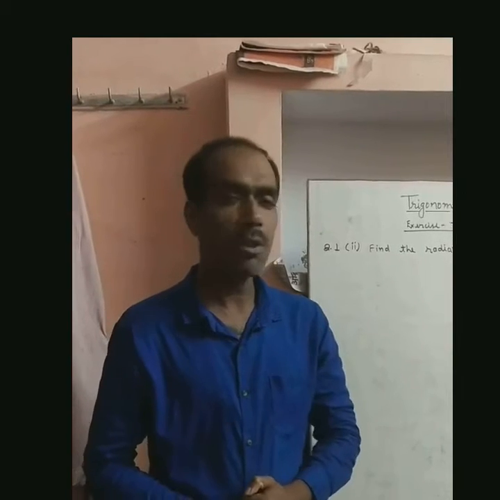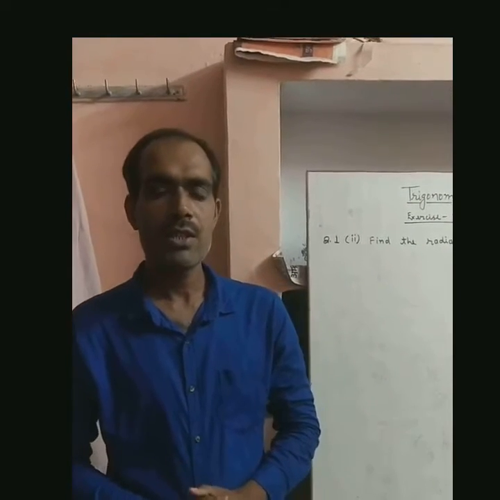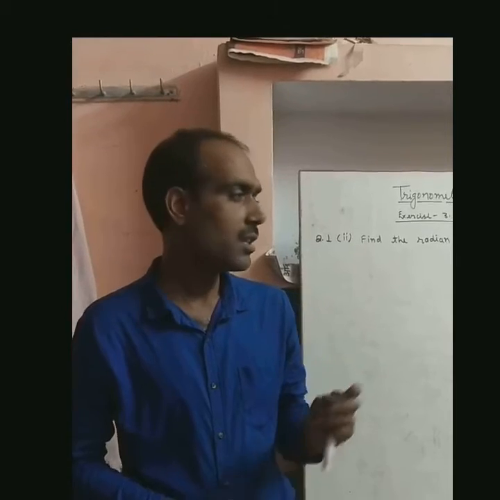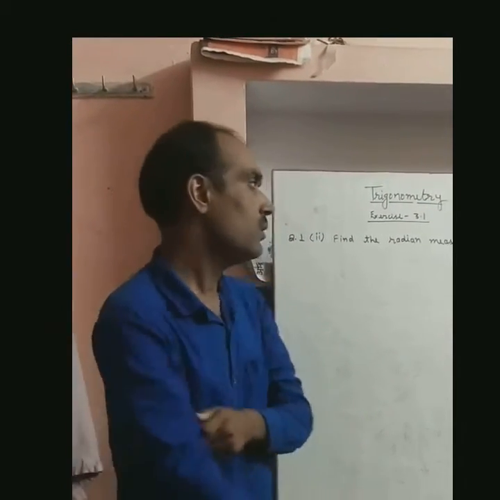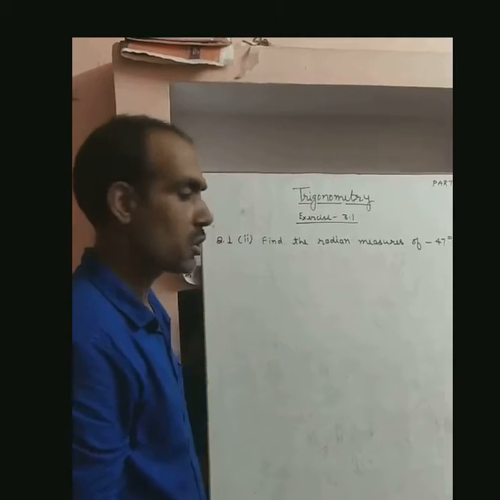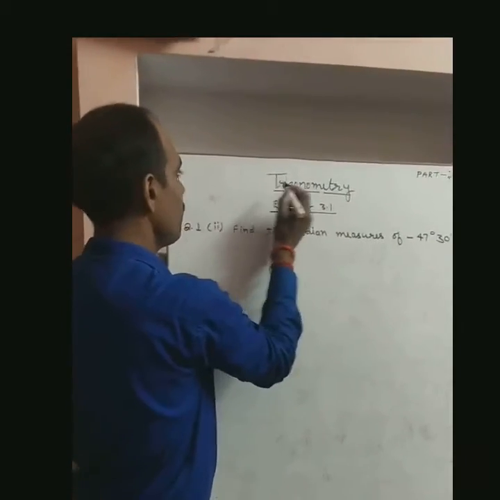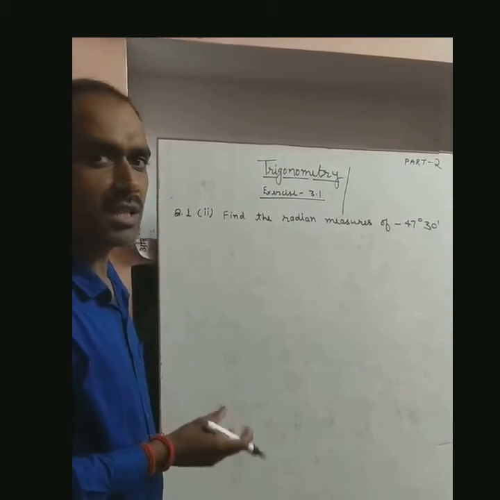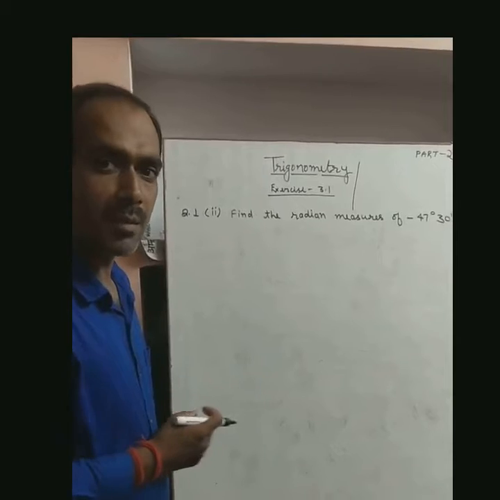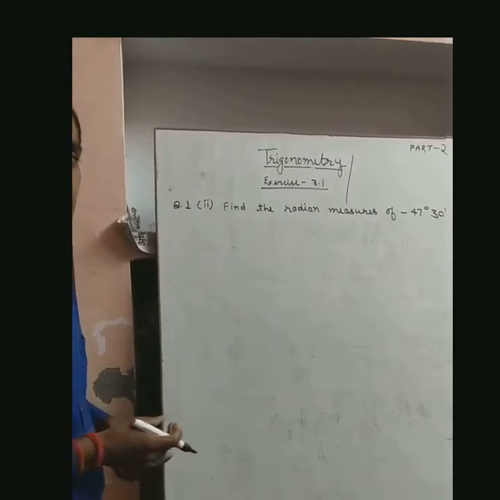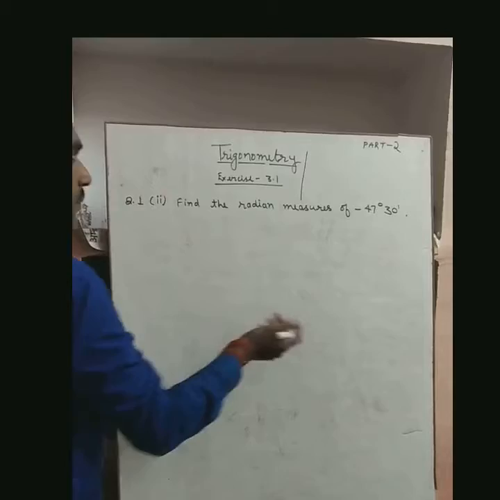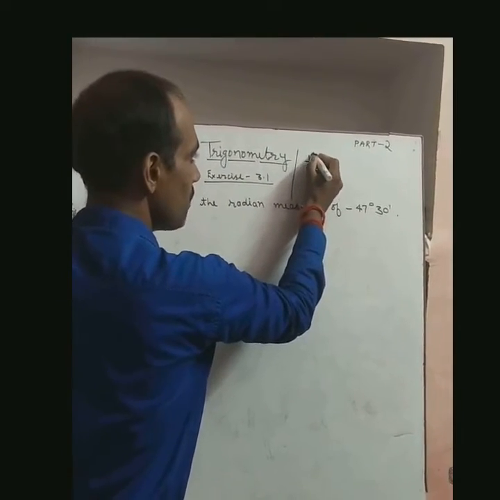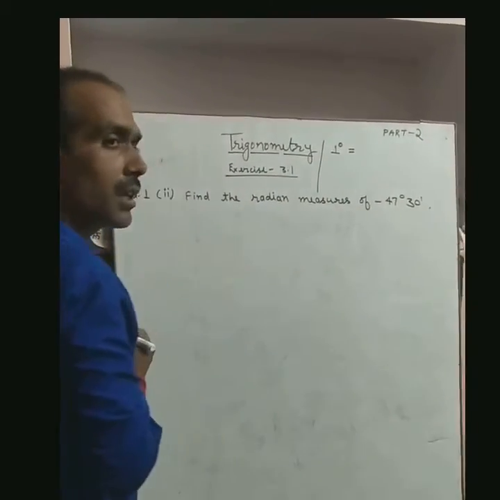Good evening, students. Today we are going to discuss the first exercise of trigonometric functions. In the first exercise, there are two formulas which are used in solving some questions. If radian measure is given in the question, then convert it into degree measure, and if degree measure is given, then convert it into radian measure. Okay. Then what is the relation between degree and radian?